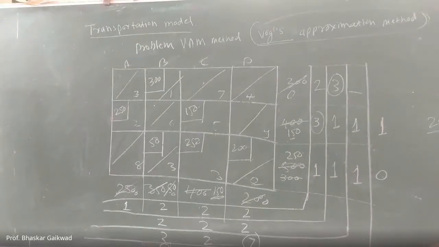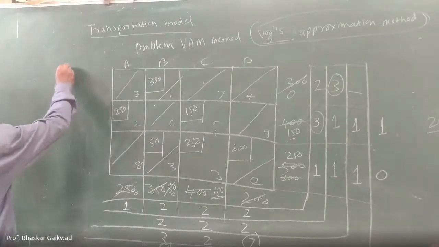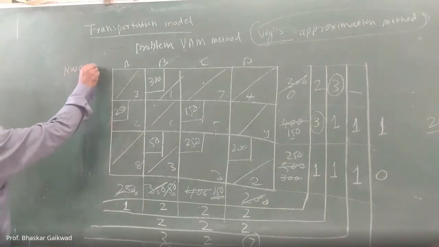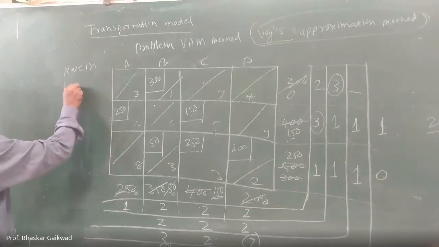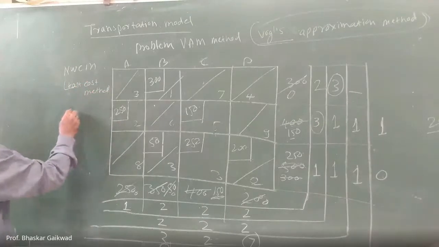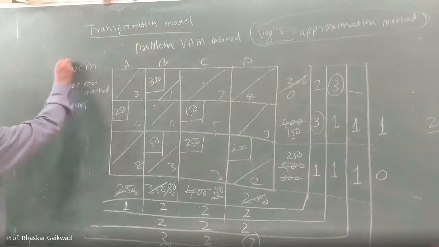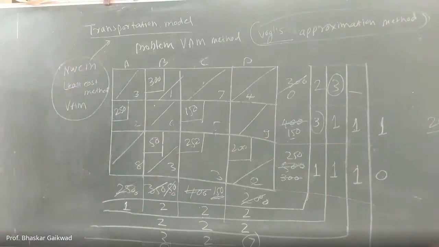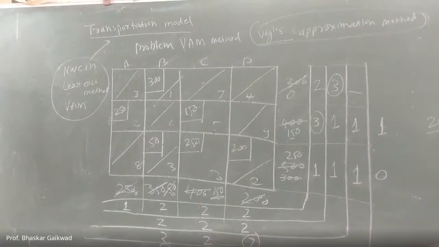Three models of transportation: northwest corner method, least cost method, and third is VAM method. Three methods are there. So these are the three methods related to transportation. Now we have taken one problem related to all these three methods.